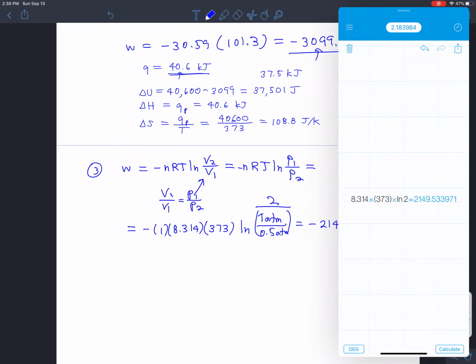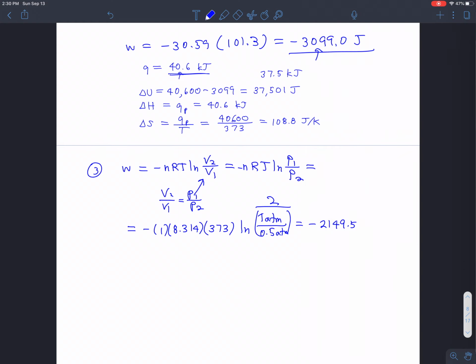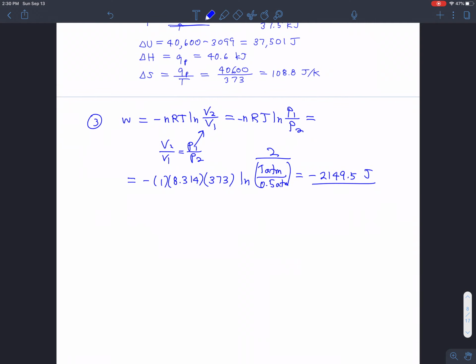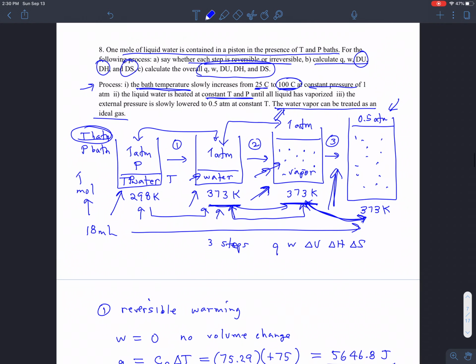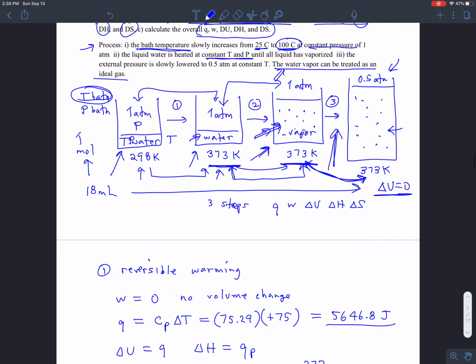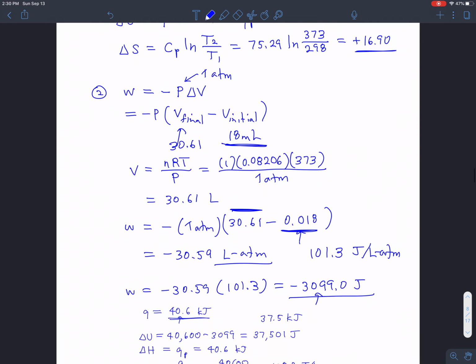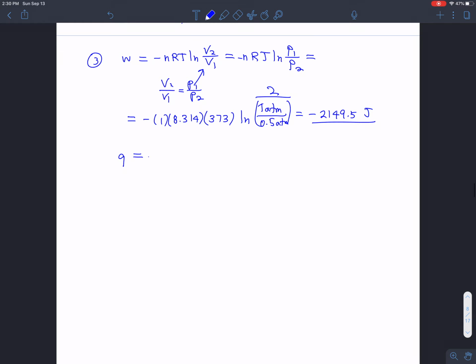Is that right? 2149.5 joules. All right, that's the work for step 3. The heat for step 3: we didn't change the temperature. We didn't put any heat in to cause a vaporization. Therefore, delta U has to be equal to 0, right? We're going to treat this as an ideal gas again, so delta U is equal to 0. That means heat has to be equal to minus work.